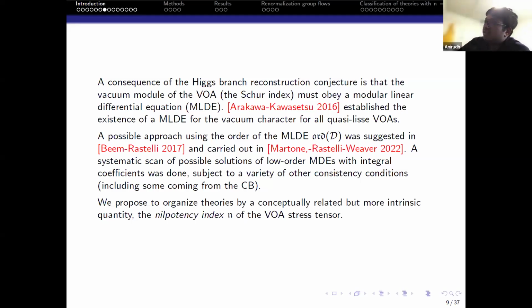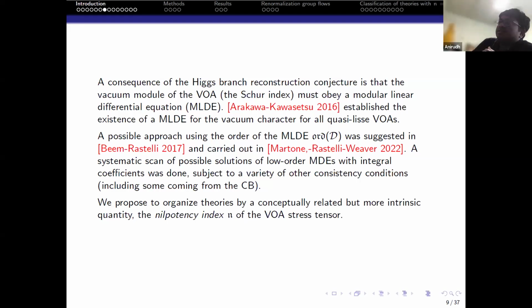The reason being that Arakawa and Kawasetsu established that there exists an MLDE for all the quasi-lisse VOAs, and the quasi-lisse VOAs are basically all the VOAs that come from 4D. We expect them to be quasi-lisse, where quasi-lisse is a condition that there are finitely many symplectic leaves, and of course, if the Higgs branch conjecture is true, the VOAs should be quasi-lisse. And Arakawa and Kawasetsu showed that if that is the case, then you are going to get an MLDE.